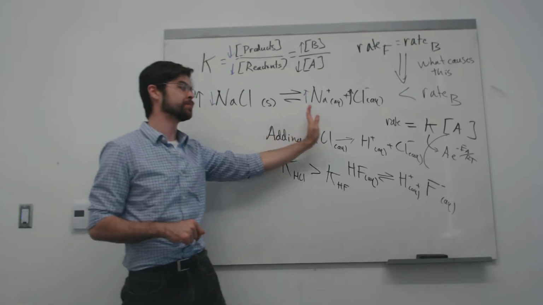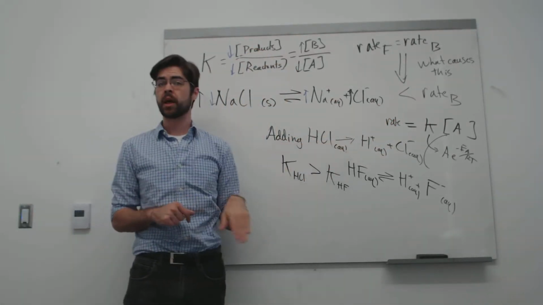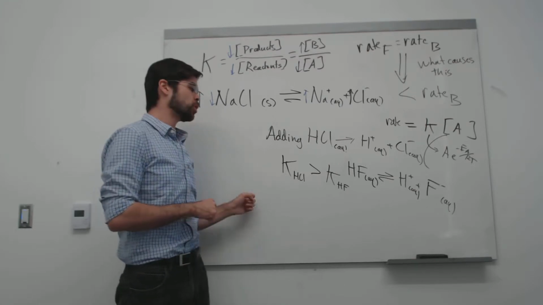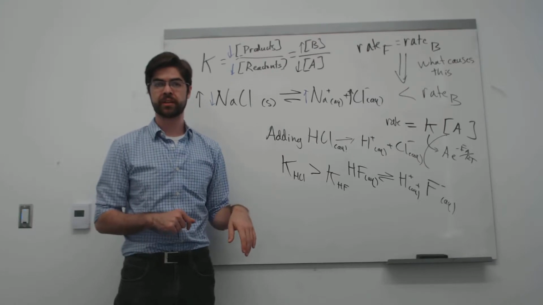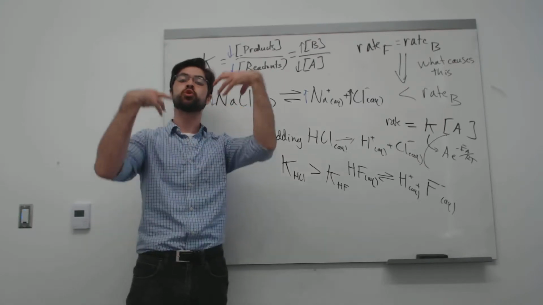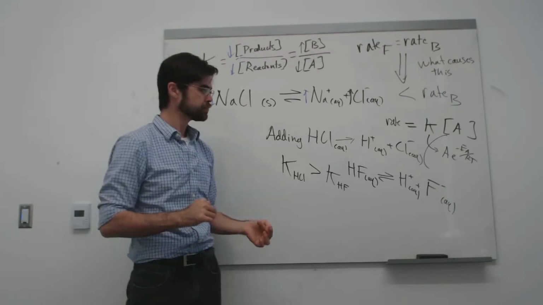HCl is a strong acid, it completely dissociates, so it's mostly in the form of the products of this reaction. So I can assert then that the equilibrium constant for HCl is very, very large because we know it's a strong acid. That's how I was able to make that determination.